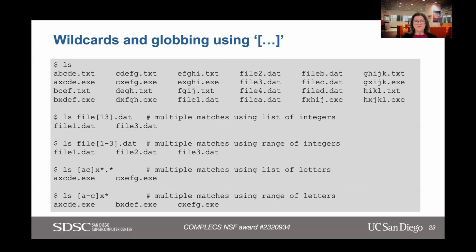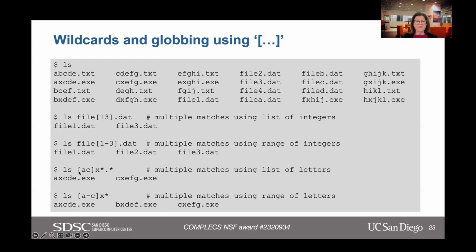And then wildcards and globbing using left and right bracket character matching. So here's our files again, same set. And now ls file, left bracket 1, 3, right bracket dot dat. Multiple matches using anything with a 1 or a 3. So we got file 1 and file 3. And now 1-3, 1 through 3, which would be 1, 2, 3, and that brings in file 2.